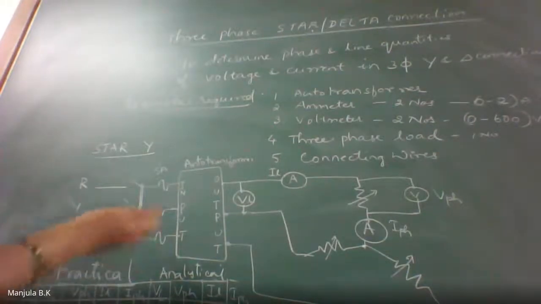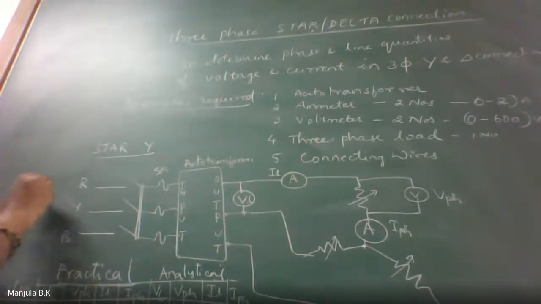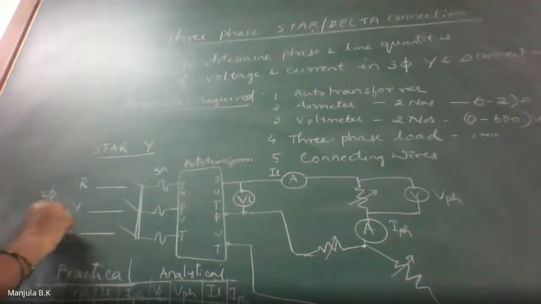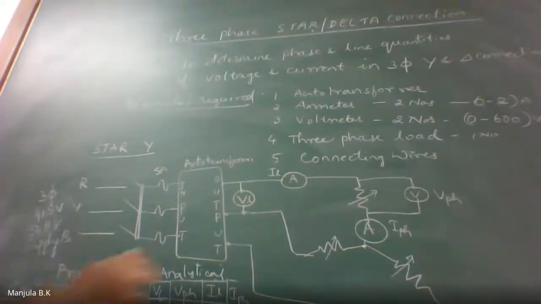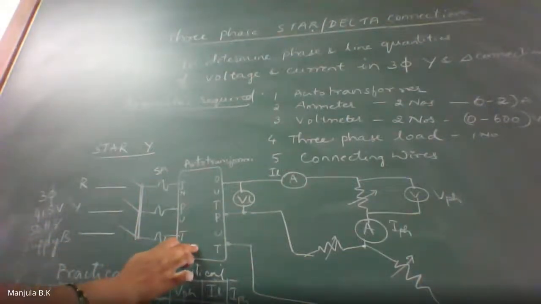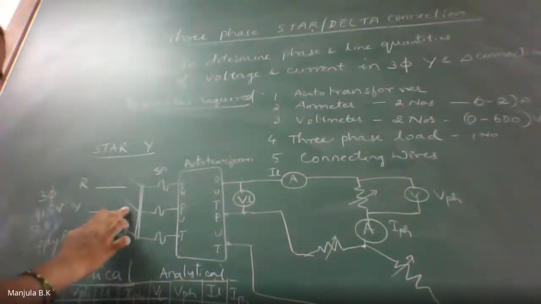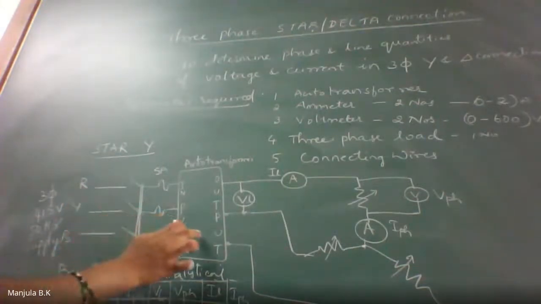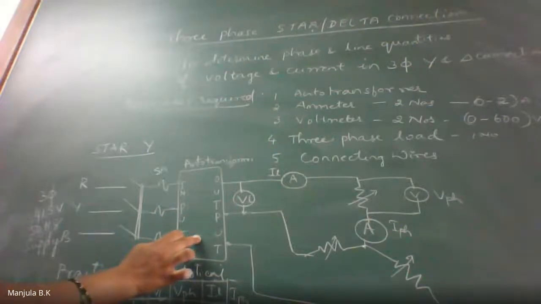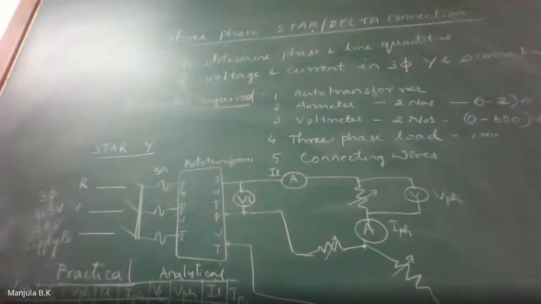The conduction steps are: 3-phase 450 volts 50 hertz supply is given to the load with the help of auto transformer. The first step is to switch on the supply, then vary the auto transformer by keeping the load constant.